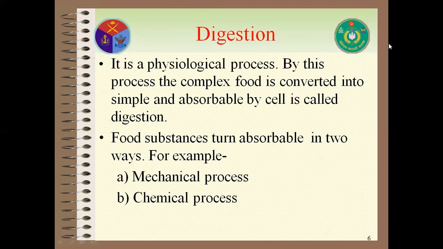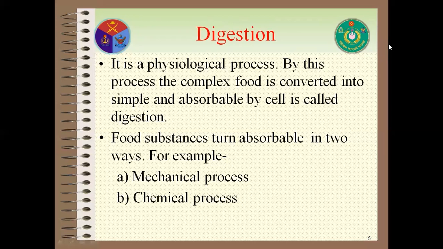Dear students, complex food substance means food which is not directly absorbed by cells. We always eat carbohydrate, protein and fat types of food, but these remain in a complex condition. These food stuffs are converted into simple forms by enzymes. I mean, these are converted into glucose, amino acid, fatty acid and glycerol. Then our body can absorb it. So these food substances are digested by two ways, such as mechanical process and chemical process.